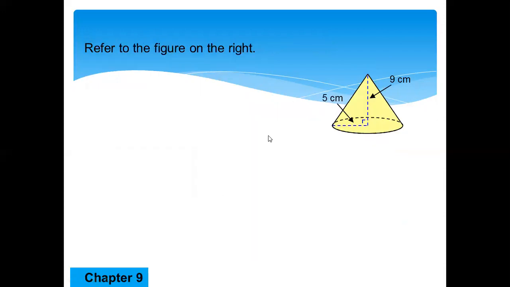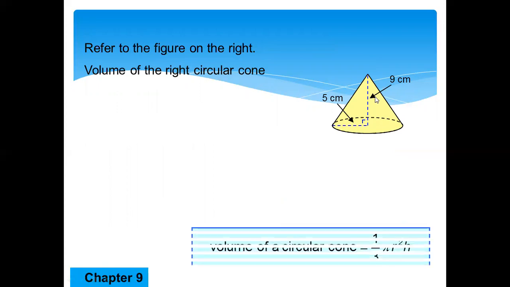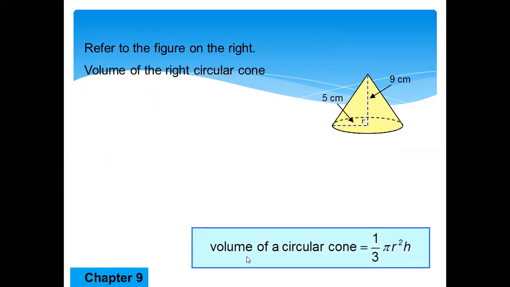Let's go to an example. Here with the radius 5, the height 9. So, by the formula, if we want to find the volume of this cone, r is 5, h is 9. So substitute, and we can find the answer.